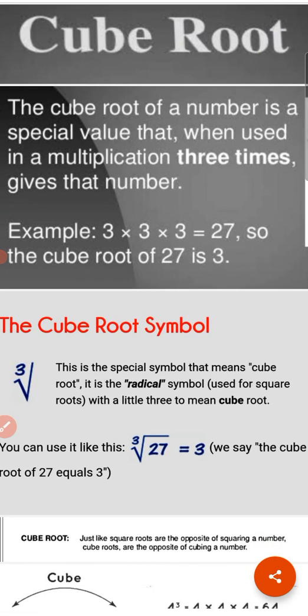The cube root of a number is a special value that when used in a multiplication 3 times gives that number. The cube means when we multiply a number by itself 3 times we will get the cube, isn't it?